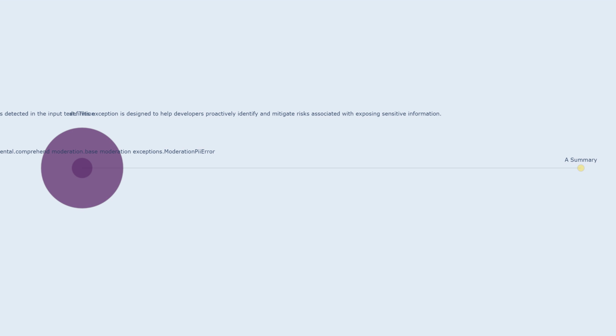This allows the developer to implement appropriate safeguards, such as redacting the PII or preventing its further processing, to protect user privacy and comply with data protection regulations.